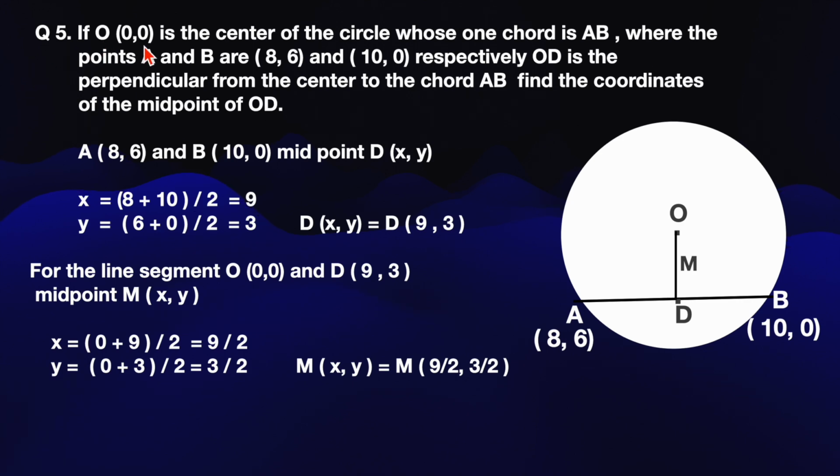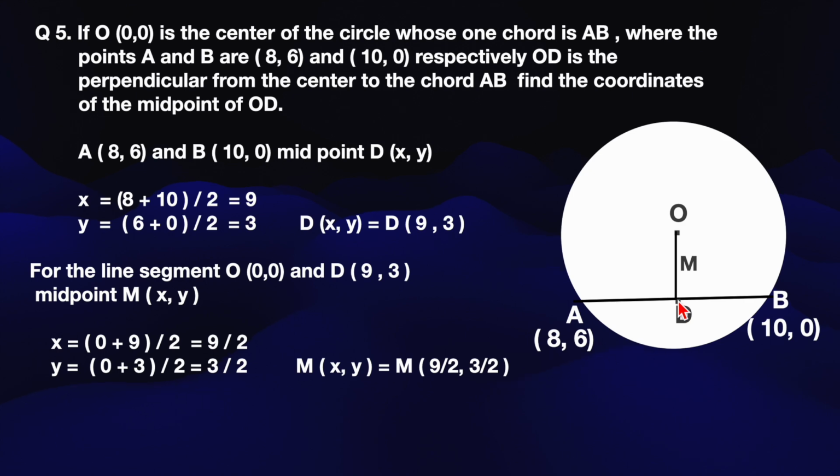Question 5. If O (0, 0) is the center of the circle whose one chord is AB, where the points A and B are these two points respectively, OD is the perpendicular from the center to the chord AB. Find the coordinates of the midpoint of OD. So here the question is that we have to find this M. Here we have the center of the circle, which is (0, 0). This is the chord AB. This is the perpendicular on the chord.